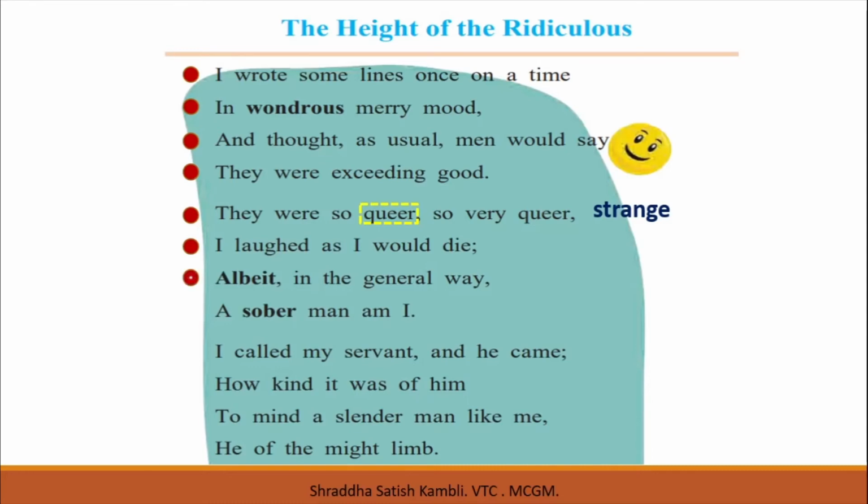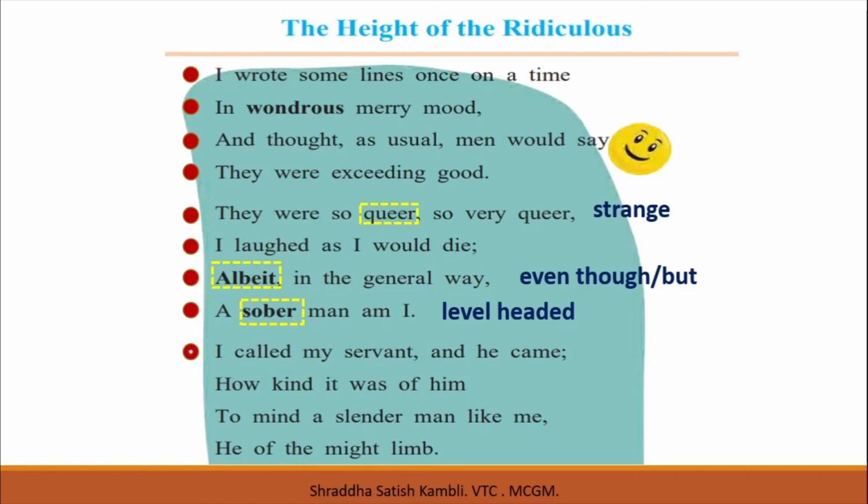Albeit in a general way. Albeit here means even though, or but, in a general way. A sober man am I. So I'm a sober person. Sober means I am a level-headed person, a down-to-earth person, a serious person. So I do not usually laugh and make fun unnecessarily. But even then, the lines which the poet has written are so queer that he thought he was going to die when he read the lines.